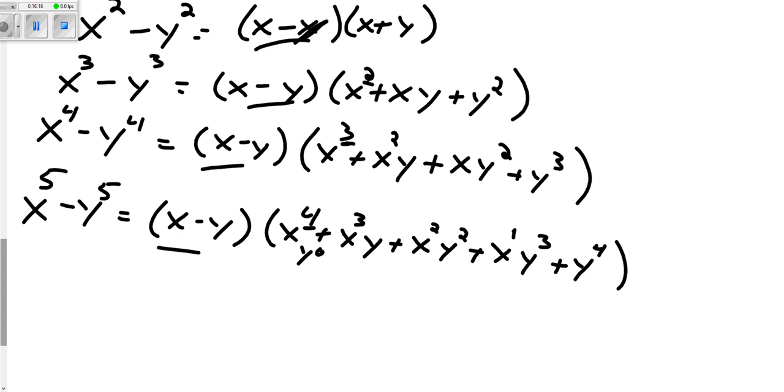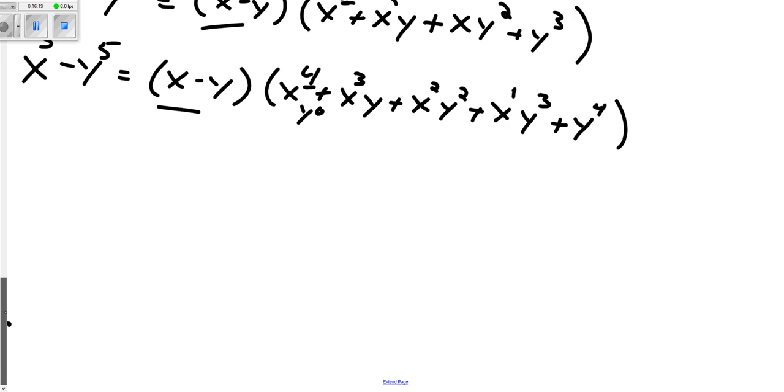So you can, in theory, now do it. It's a lot of writing, but it would go x to the 8th plus x to the 7th times y plus x to the 6th times y squared, right? If you look, like this is 3 and this is 1, 2, 2, 1, 3. If you add up these numbers, it'll always be this one here. 3 and 1 is 4. 2 and 2 is 4. 3 and 1 is 4. 4 and 0 is 4. Okay, this is a nice little pattern.